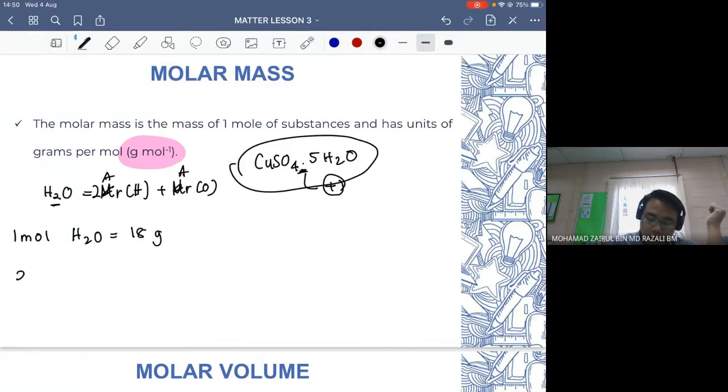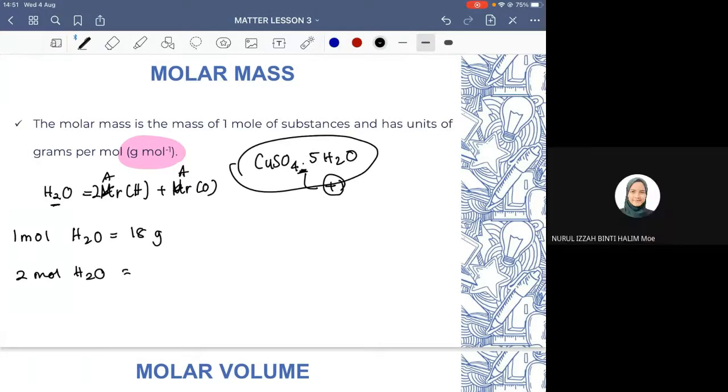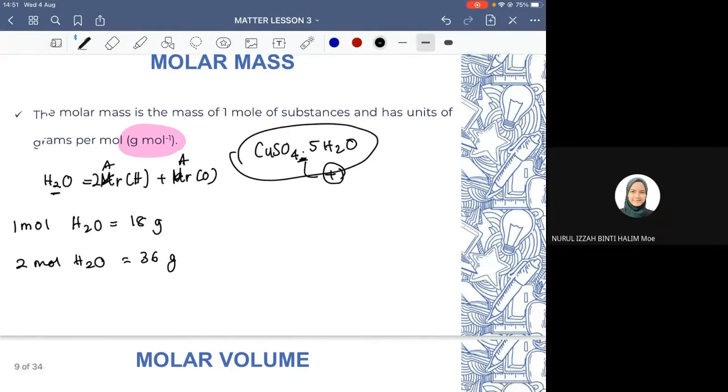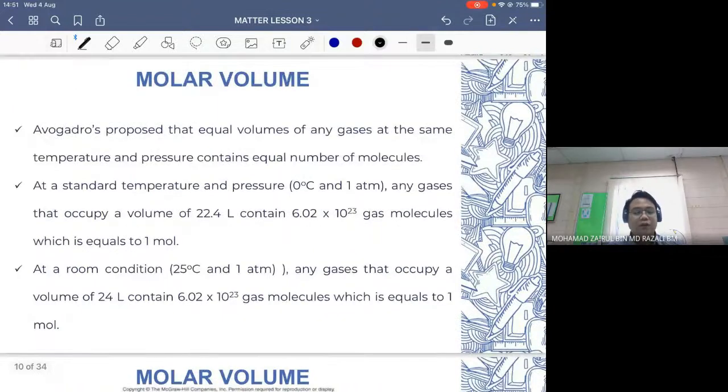So let's say if I have 2 mole of H2O. So berapa mass dia sekarang? Kalau 1 mole 18 gram, 2 mole 36. Okay, so correct. 36 gram. Macam tu je. Okay. Boleh. Okay, next molar volume.